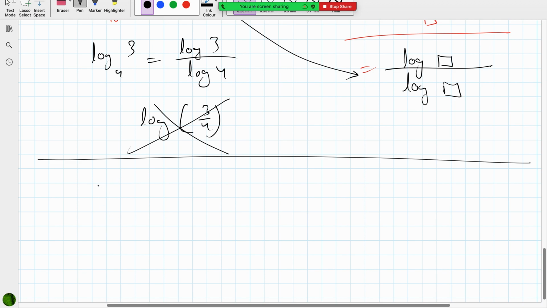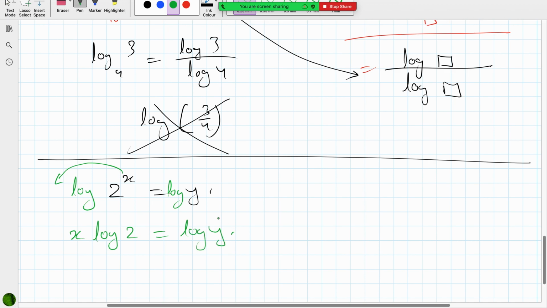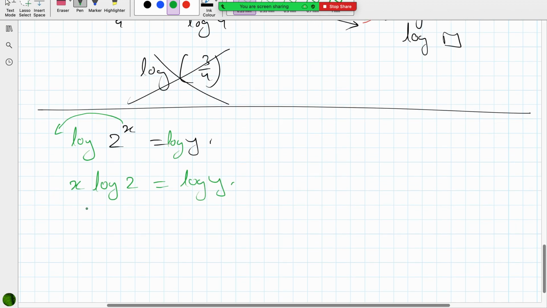Second, there is a power rule. For example, we have any number 2 raised to power x is equal to y. So when I apply log on both sides, what happens, this power actually comes down and multiplies with it. So this is x log 2 is equal to log y. This is known as power law. So now if I make x the subject, I can write this as log y divided by log 2, and this could also be written as log y to base 2.